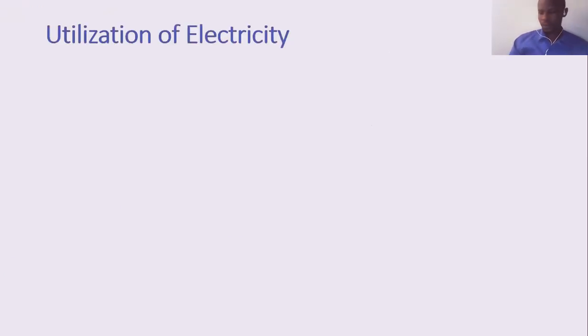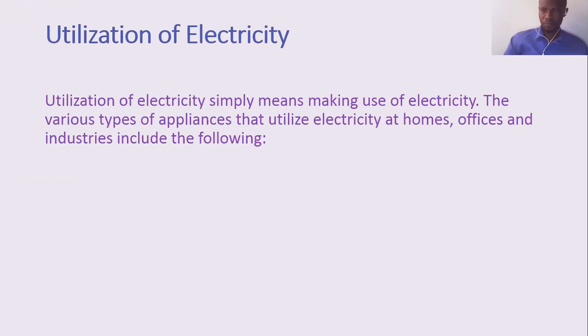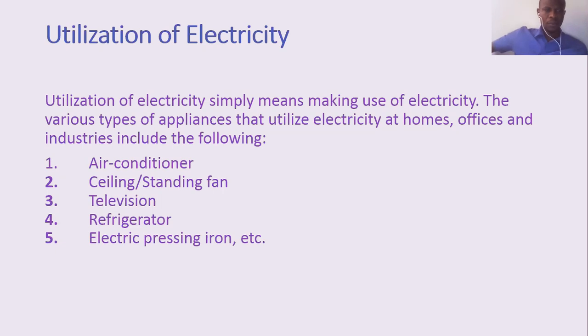Utilization of electricity simply means making use of electricity. The various types of appliances that utilize electricity at home, offices, and industry include the following: the air conditioner. We use electricity for our air conditioner. Ceiling and standing fans, we also use electricity to power our fans. Some of us have standing fans, and some of us have ceiling fans.